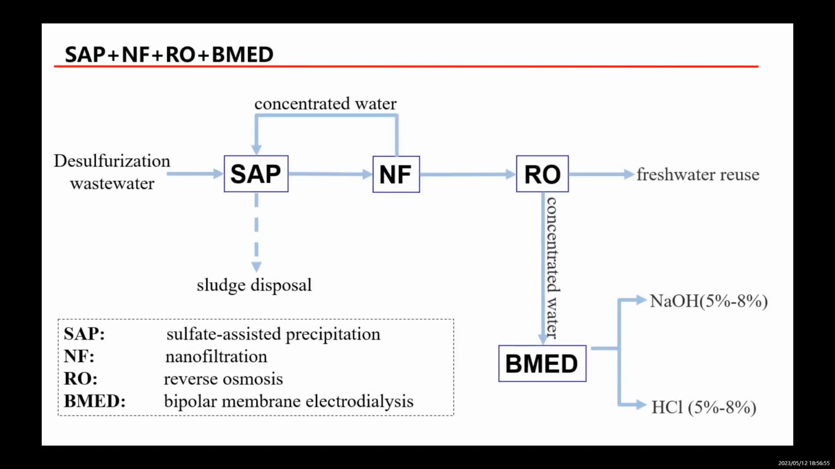This is the overall route. We use SAP and NF for pretreatment, RO for concentration. Finally, we get fresh water, sodium hydroxide, and hydrochloric acid from BMED for reuse. Next, let me introduce each part separately.